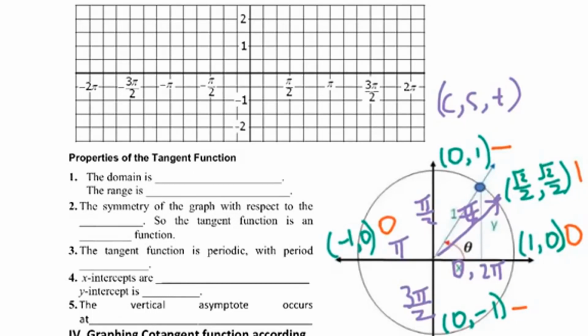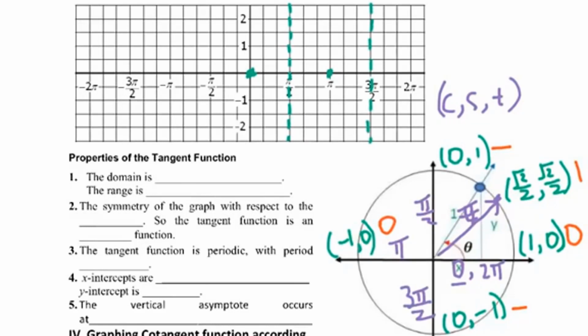You have 0 and 0. That's over here. And pi over 2 will be undefined. That means a dotted line, an asymptote line. I have pi, then it's 0 again. Then 3 pi over 2 will be a dotted line.